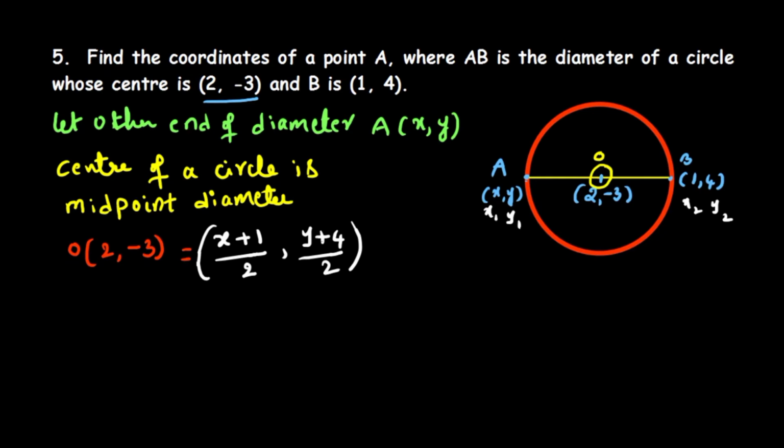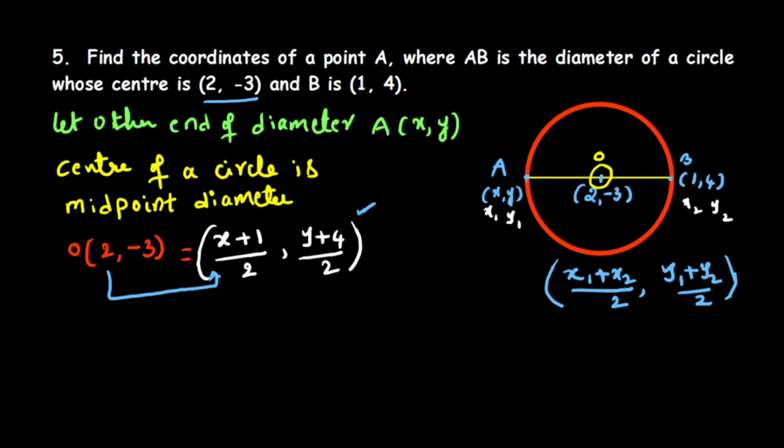The midpoint formula is (x1 plus x2) by 2, (y1 plus y2) by 2. Using this formula I wrote this one, right? Now you can observe these two are equal. That means 2 equals (x plus 1) by 2. Now you can transpose this.